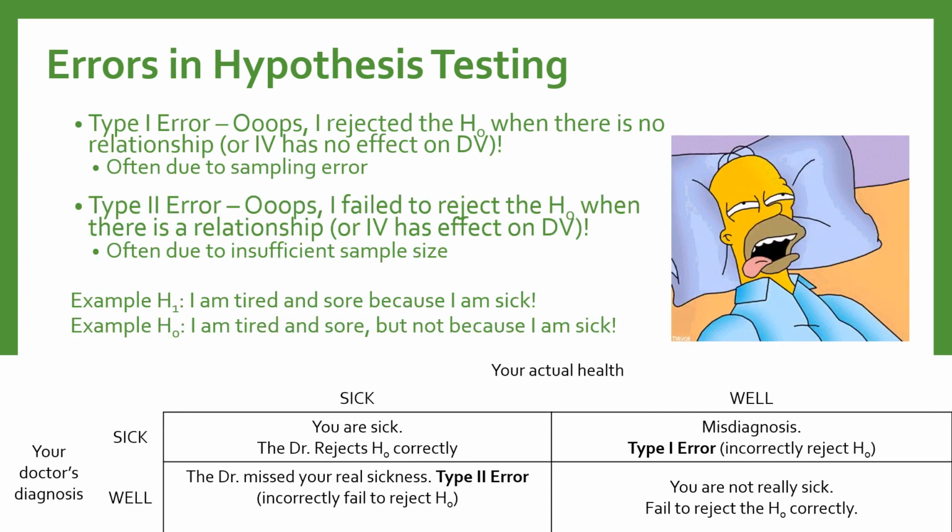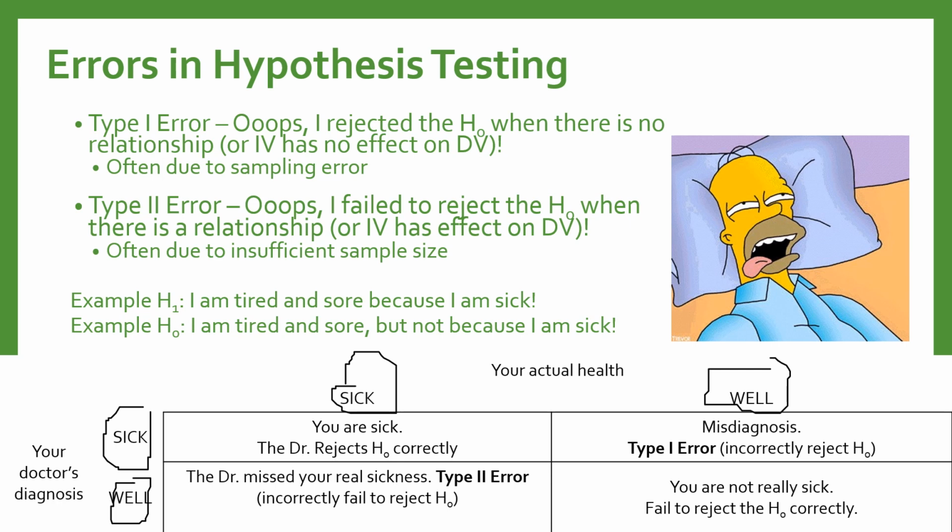So here's a little depiction of the difference between a type 1 and a type 2 error. So it's not an error if you're sick and your doctor says you're sick, right? That is an accurate diagnosis. You would reject the null hypothesis and say, you are tired and sore because you are sick, right? That's what we think is happening. Conversely, if you're well and your doctor says that you're well, that's not an error either, right? Because that's an accurate diagnosis. So you would fail to reject the null hypothesis, but it would be the correct decision. You're tired and sore, but not because you're sick.